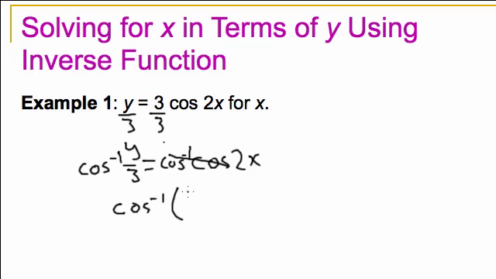I'm going to put it in parentheses so we know that it's the inverse cosine of the entire y over 3. That's equal to 2x. There's only one step left to get x by itself. We need to divide both sides by 2.